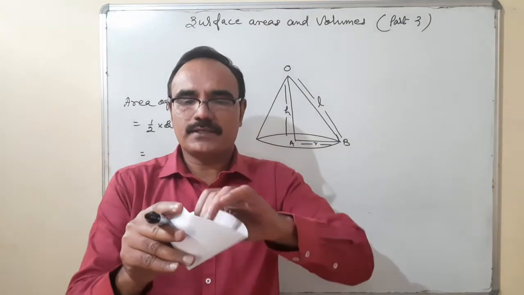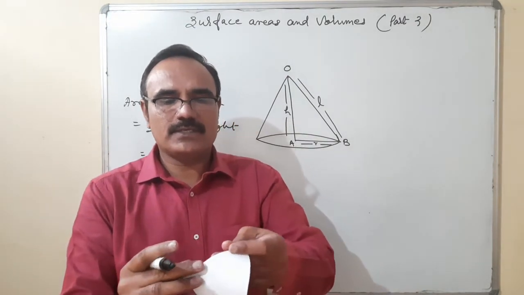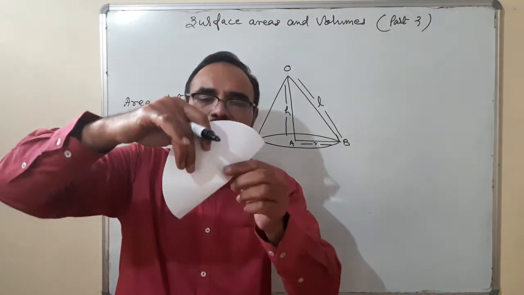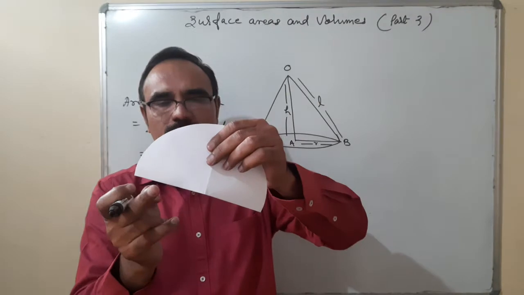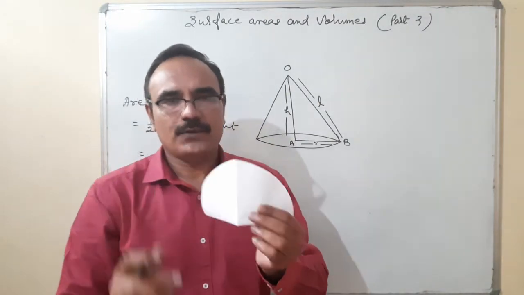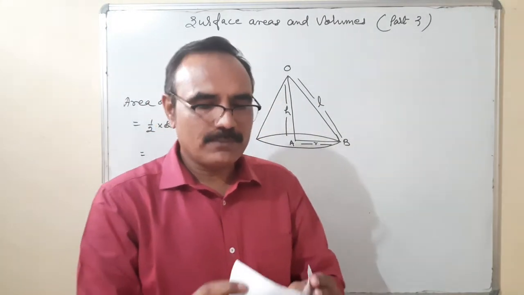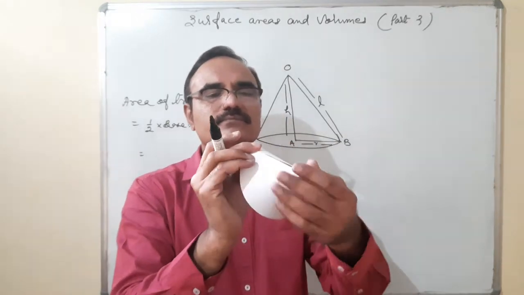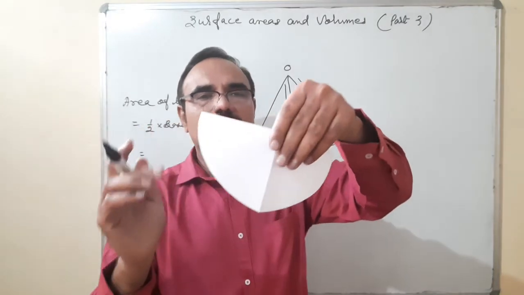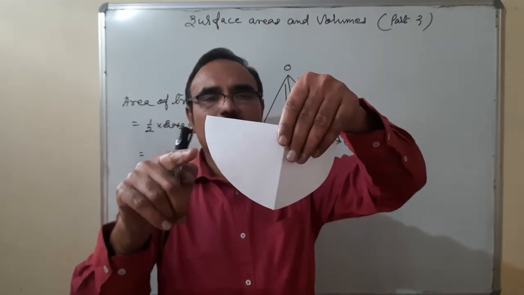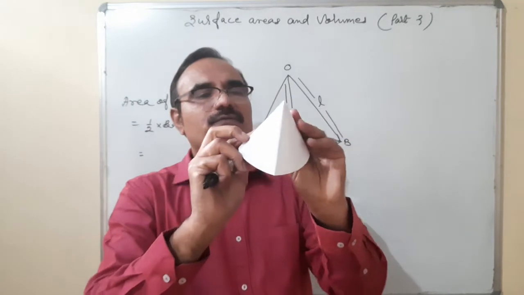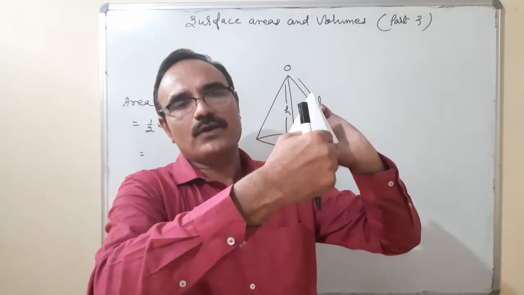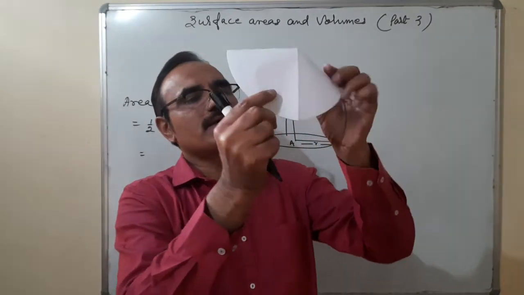When we fold it, it becomes a radial surface. That means it is the curved surface area of the cone. When I unfold it, you will see that this is the base and that is the height. I can treat it like this: the base and its height. The area is 1 upon 2 into base into height. And that is the base.